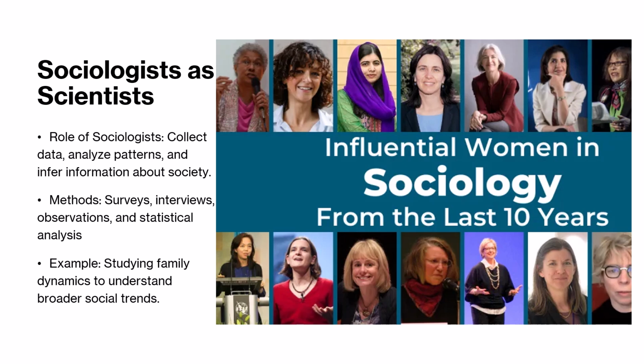Sociologists are scientists. We collect data, analyze patterns, and infer information about society. We use many methods to do this, including surveys, interviews, observation, and statistical analysis. For example, studying family dynamics in order to understand broader social trends is one of the aspects that many sociologists engage in. Here we have influential women in sociology from the last 10 years, starting upper left-hand corner with Patricia Hill Collins, all the way to Dorothy Smith in the bottom right-hand corner.